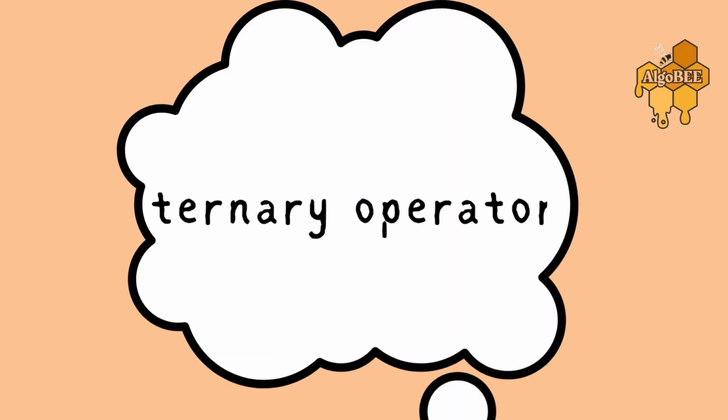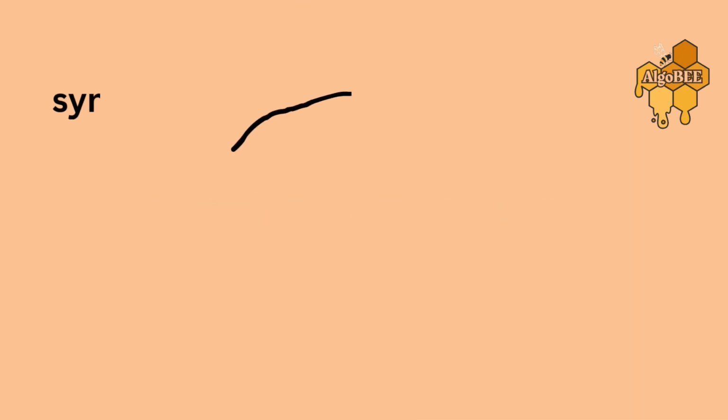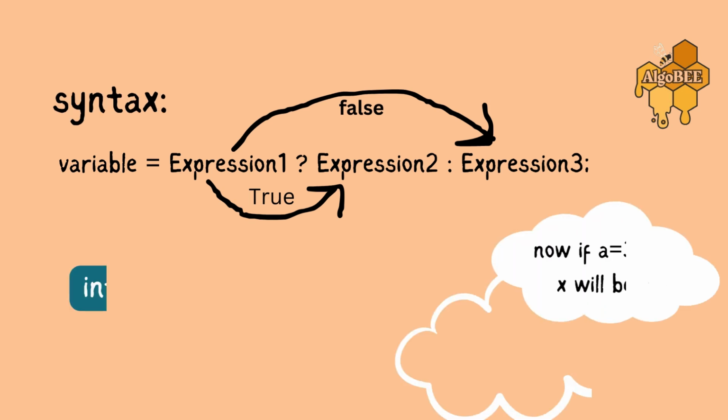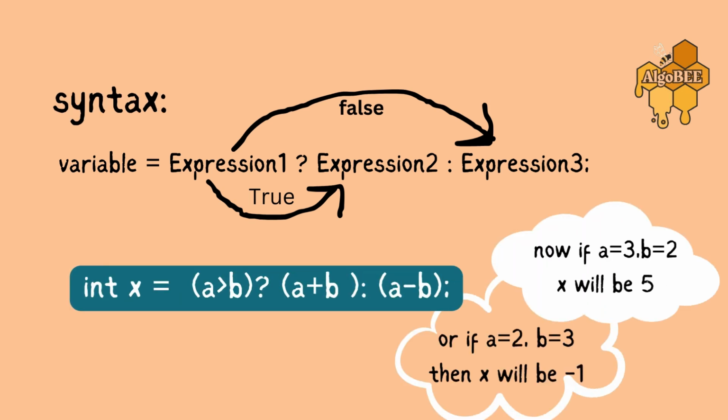Now comes the ternary operator. In this, we need to declare a variable and set three operations in that variable. This is the syntax. When the first expression is true, the second expression will be executed, or if the first condition goes false, then the third expression will be executed.